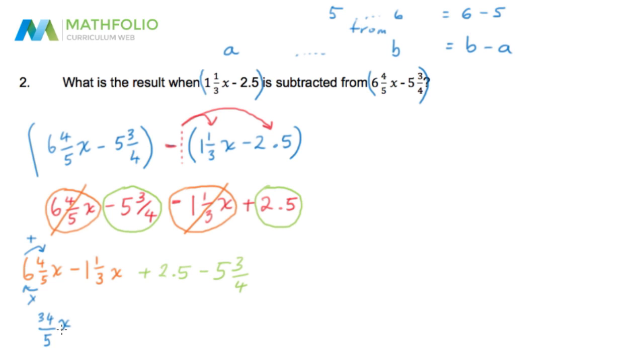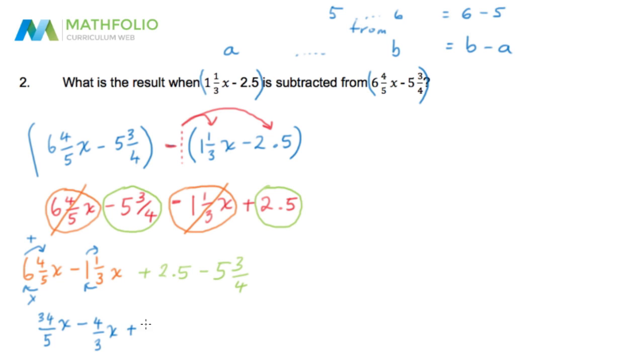So that's 34 over 5x minus, again, the C move. 3 times 1 is 3, plus 1 is 4, minus 4 over 3x. And I still need to work out these common denominators in a second. But then let's just finish this.